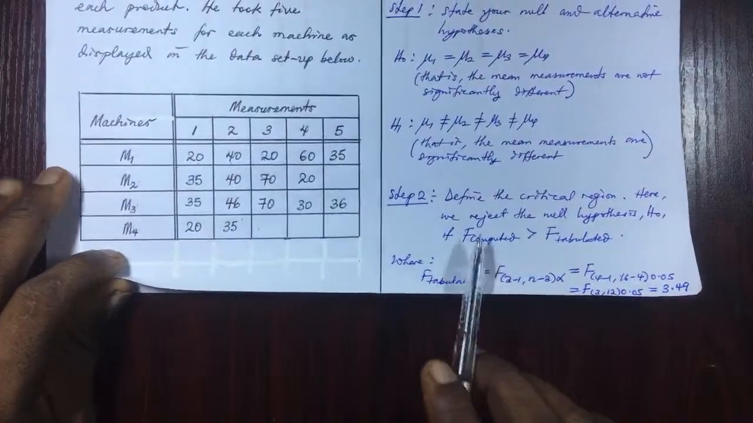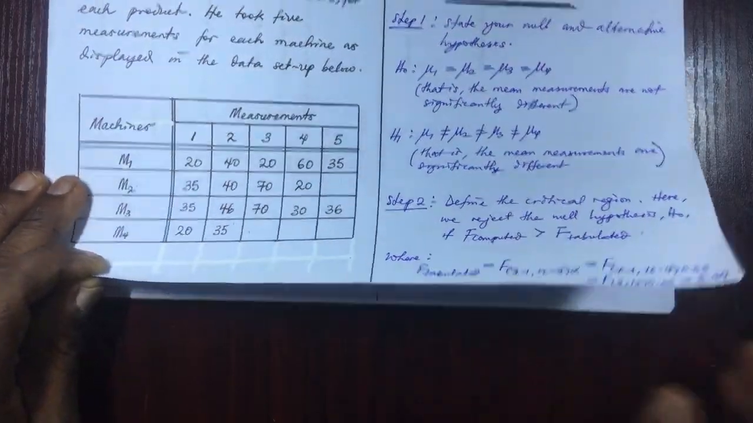What have we done in step 2? We have defined the critical region. So once I'm done with step 2, I'm going to move over to step 3. So in step 3, what do you do again? In step 3, we start obtaining our sum of squares. So I'm going to put here step 3.